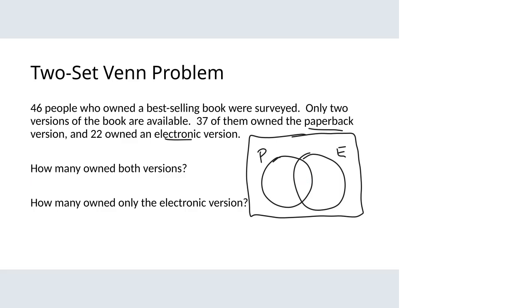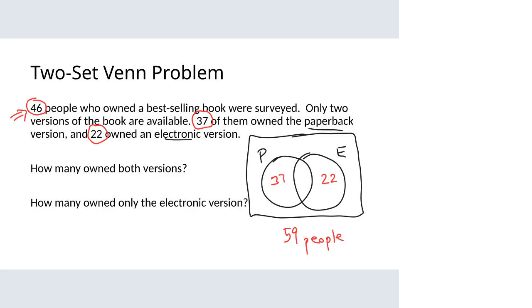All right, well, with that in mind, let me see what I do have here. 46 people go on the diagram. 37 on the paperback. So let's just throw 37 in the paperback circle and then 22 on the electronic. As I look at this, I can see right now there are 59 people on my diagram, but only 46 people were surveyed.